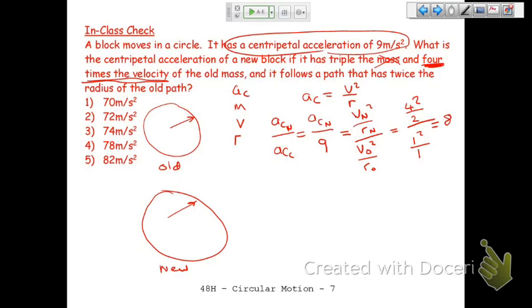And a bunch of people will give me 8 meters per second squared for the answer, because they're not thinking in terms of the full equation. AC new over 9 is equal to 8. So AC new is equal to 8 times 9, which equals 72. 9 8s are 72 meters per second squared.